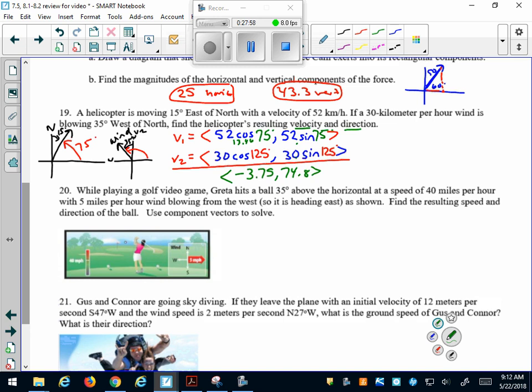Velocity, that's the magnitude or the speed, is going to be Pythagorean theorem, like always. So negative 3.75 squared plus 74.8 squared equals c squared. And c is 74.9 kilometers per hour.